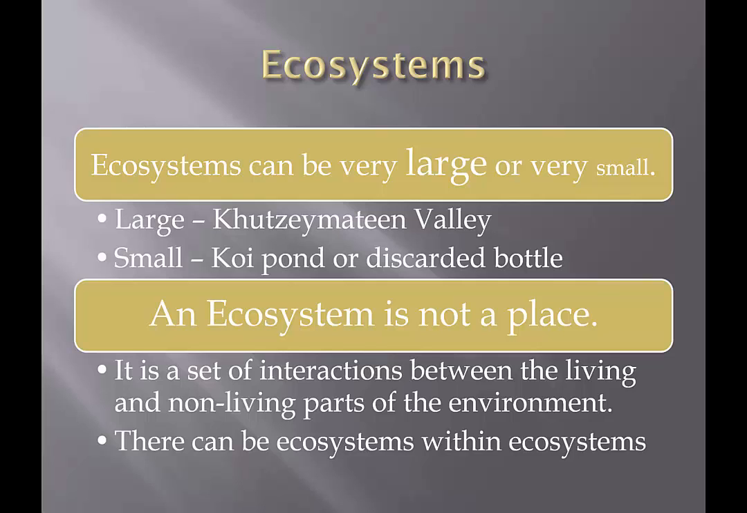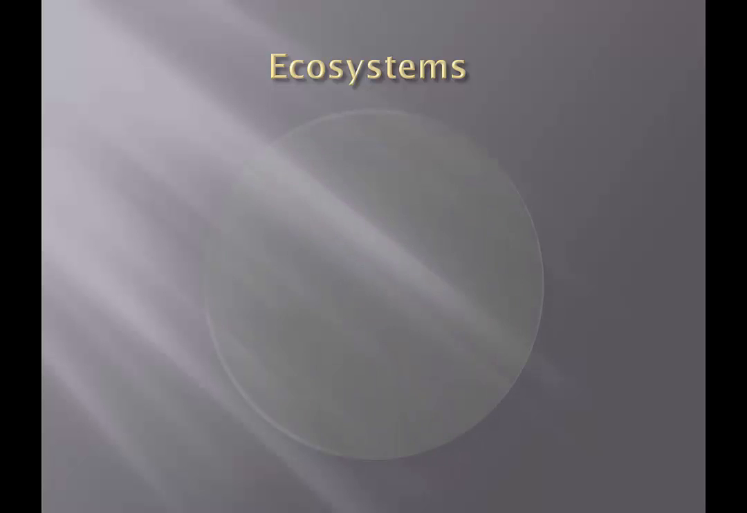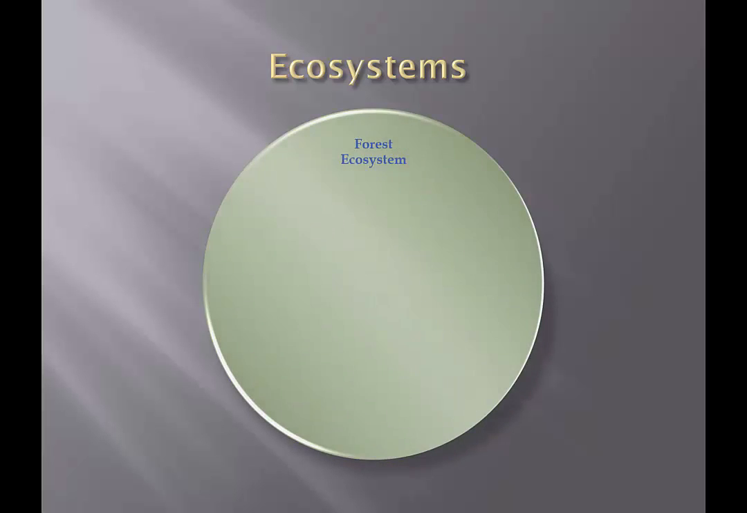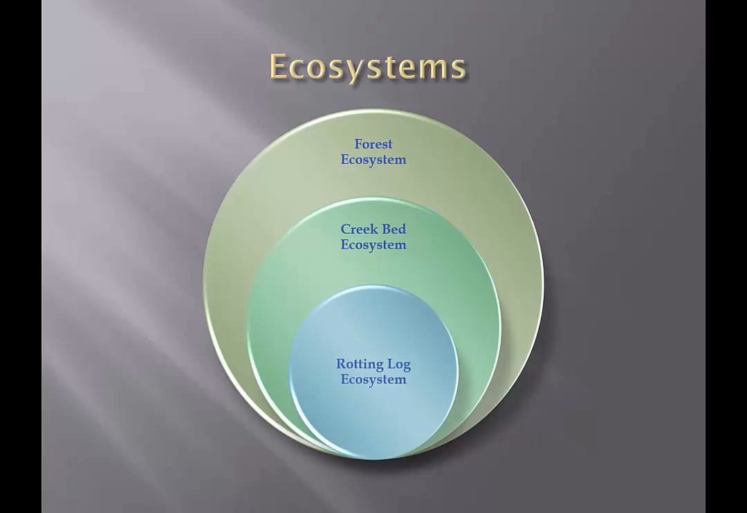Now, within ecosystems, you can have smaller ecosystems. So let's take outside our North Forest. You have a forest ecosystem, which is quite a large ecosystem. Within that ecosystem, you would see the creek bed. The things and interactions going on in the creek are different than the interactions going on in the forest as a whole. Within the creek, you may have a rotting log, and the interactions taking place within that rotting log are also its own individual set of interactions, therefore making it its own ecosystem.